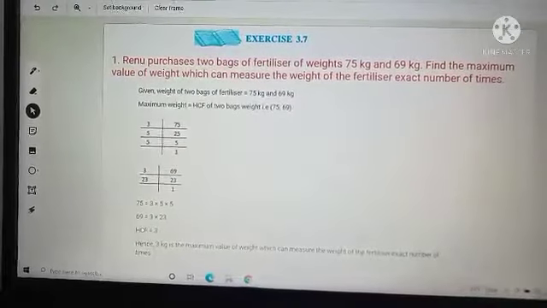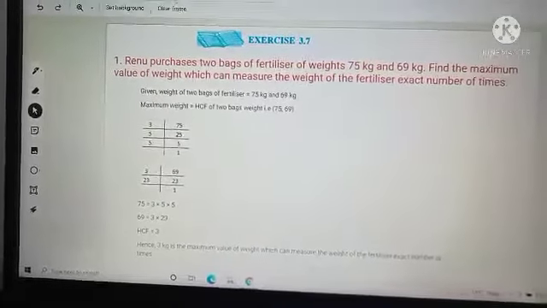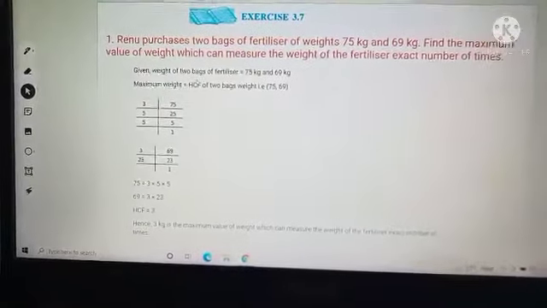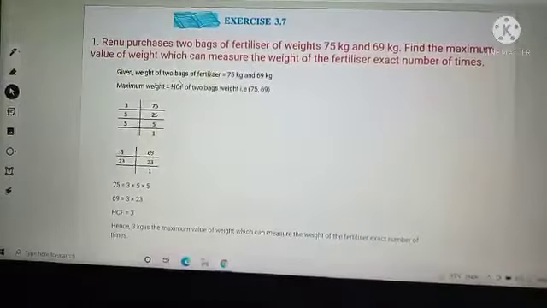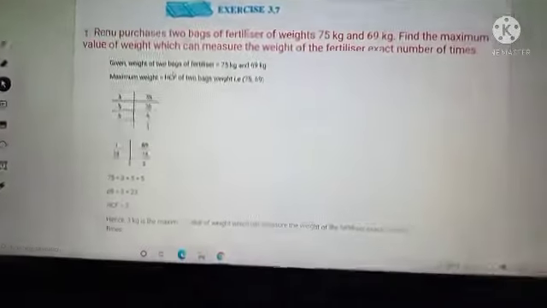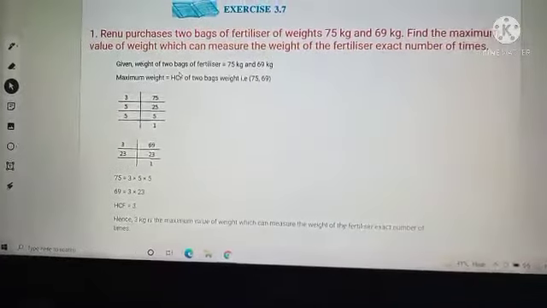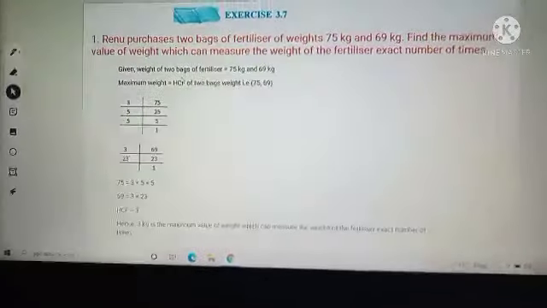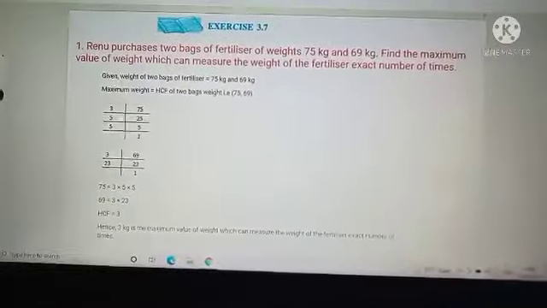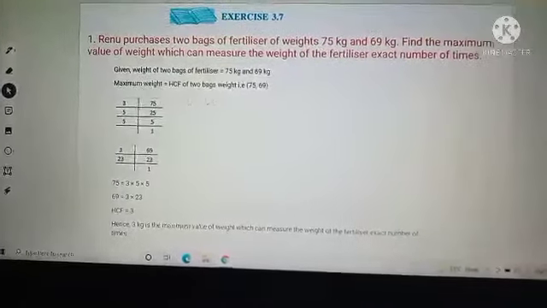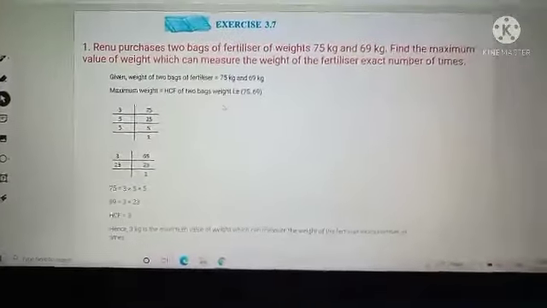Look at the word here, maximum. Maximum value of the weight. So here, the given weights of the 2 bags of fertilizers are 75 kilogram and 69 kilogram, and we want the maximum value of weight. That means highest common factor. HCF we want. Look at the word here, maximum. That means we want the HCF of the 2 bags' weights. So let's find the HCF then.